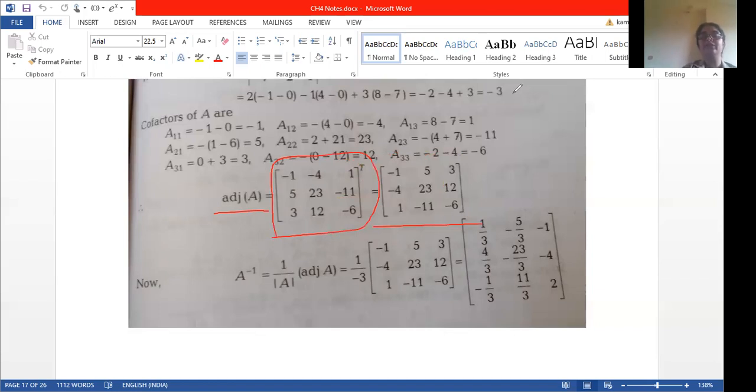Now we have to calculate what? Inverse. So A inverse is equal to 1 upon determinant of A into adjoint of A. If you remember, your determinant of A is minus 3. So we just have to put the value: 1 upon determinant of A, which is minus 3, times what? Adjoint of A. Now multiply minus 1 by 3 to each and every element inside the matrix, and you will get the value of A inverse. Clear? Now come to the next question.